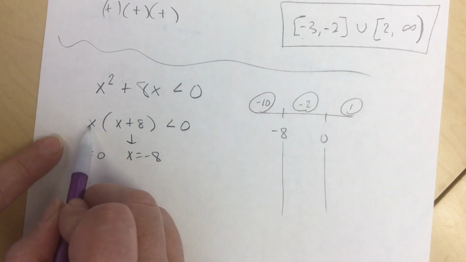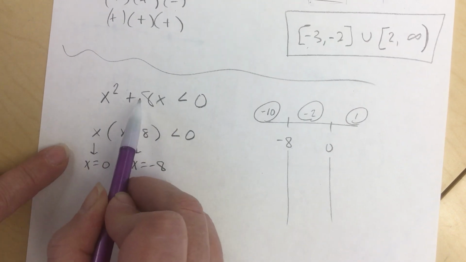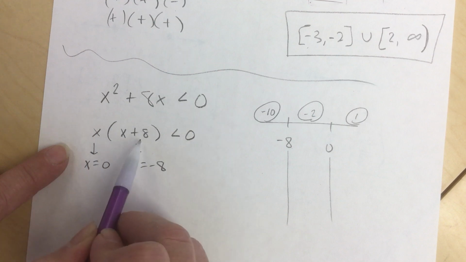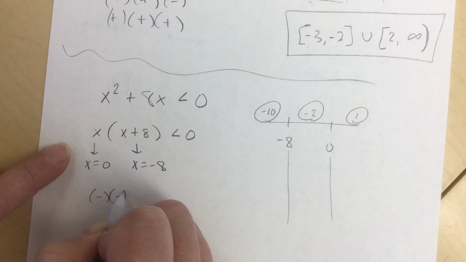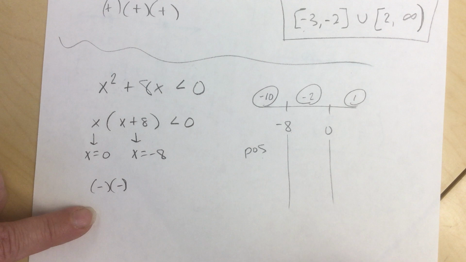Okay, now I'm going to plug it back into the factored form. Don't plug it back into the original because you're going to have to do more arithmetic than necessary. You want to just multiply positives and negatives together. So if I take negative 10, that's a negative times a negative, so that's going to be positive. I'm going to show you a shortcut to this one also.